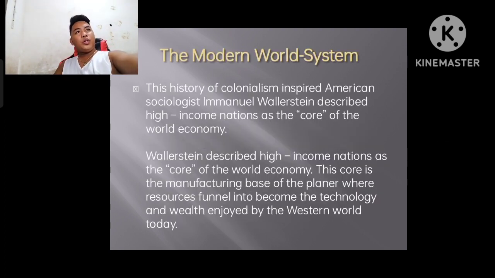Next, we have the modern world system. This historical colonialism inspired American sociologist Immanuel Wallerstein, who described high income nations as the core of the world economy. This core is the manufacturing base, the planner, where resources funnel into become the technology and the wealth enjoyed by the Western world today.